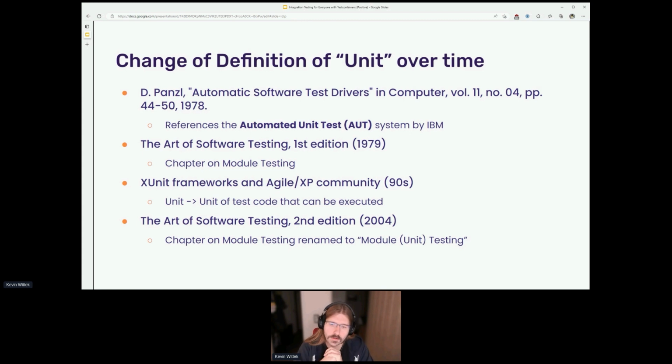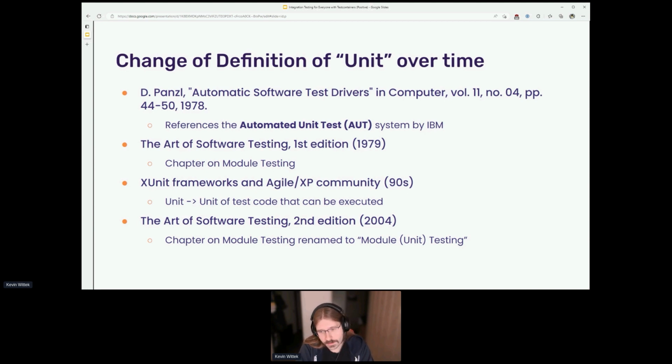And then there is a quite famous book in the testing community, The Art of Software Testing, first released in 1979. Then we have a chapter about module testing, and the concepts are very similar to what we think about nowadays as unit tests. In the 90s, we have then the growing of those XUnit frameworks, also through the Agile community, extreme programming community. And there we also have different ideas what unit means. Sometimes unit is the code under test. Sometimes unit is the test code that can be executed.